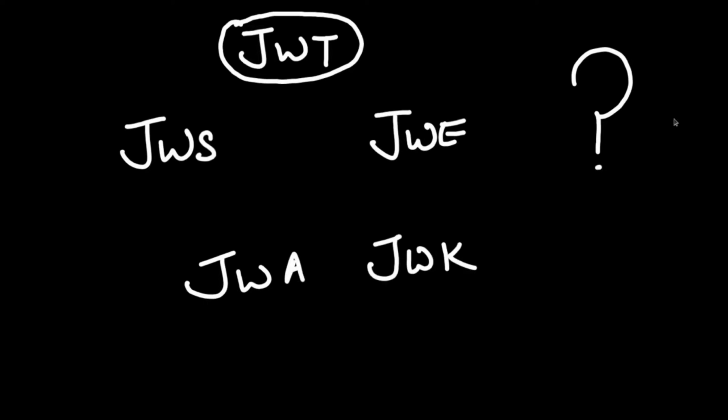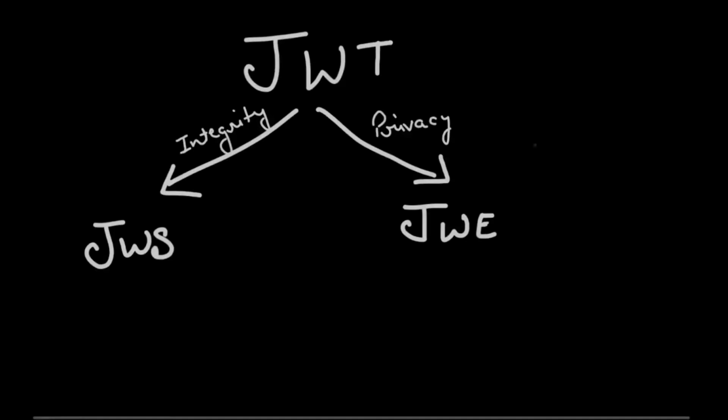So JWT is used for transferring a payload between two parties with some kind of encryption or some kind of signature as well, so that in between the communication there is no way to change that, no way to alter that, and there is another provision that nobody can see it as well. Okay, so let's first understand what is JWT and how it is related to JWS and JWE.